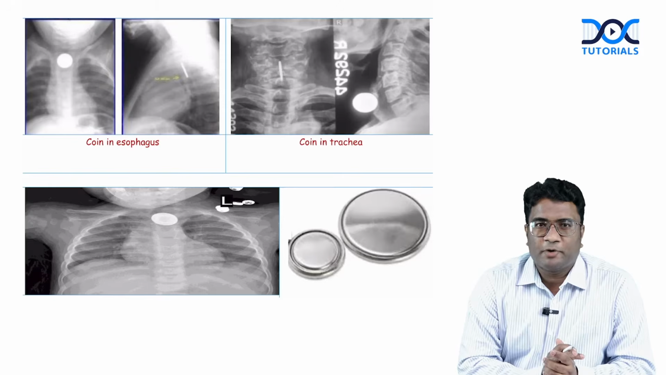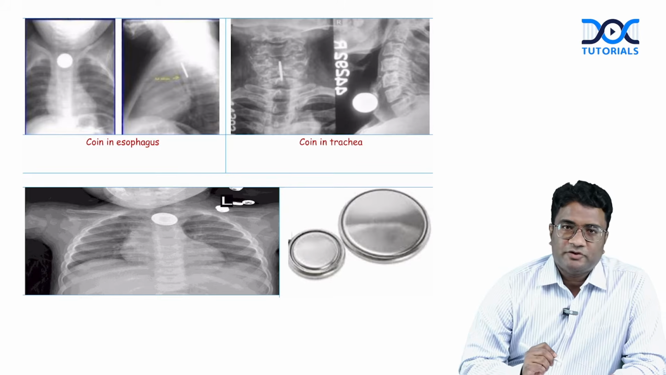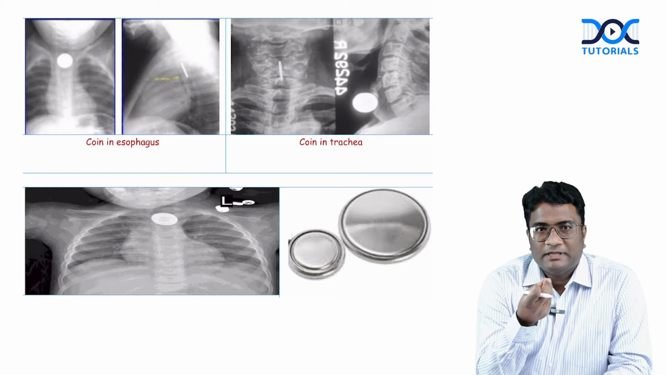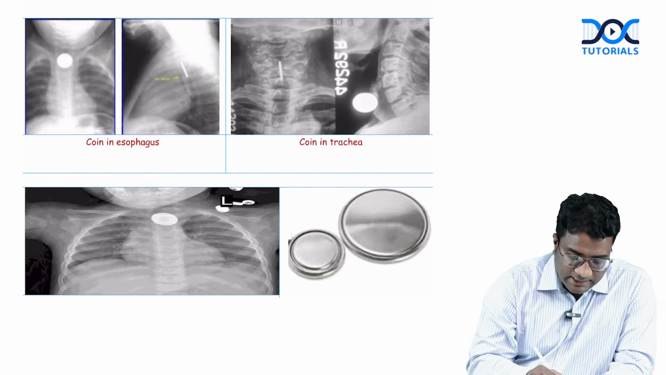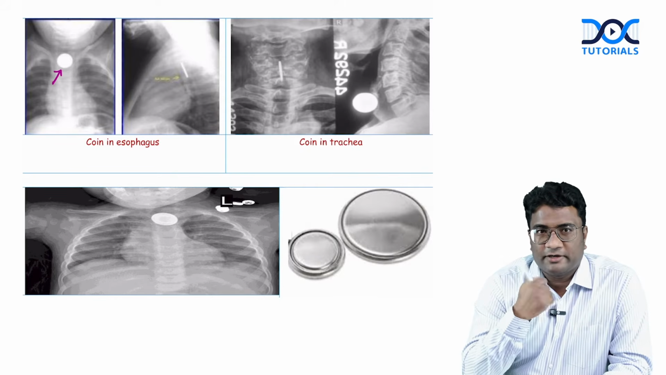Now let's look at some important radiographs. How does a coin appear in the esophagus? Remember, the esophagus is a muscular distensible tube. When the child swallows a coin, it can appear on a coronal plane on the frontal radiograph. It will appear full on the frontal radiograph.